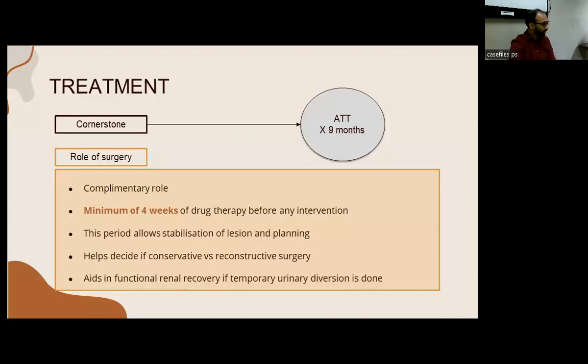And this period of 4 weeks of ATT also aids in any functional recovery if renal impairment has occurred due to tuberculosis. During this time, a temporary urinary diversion in the form of just Foley's catheterization or a PCN is also recommended.